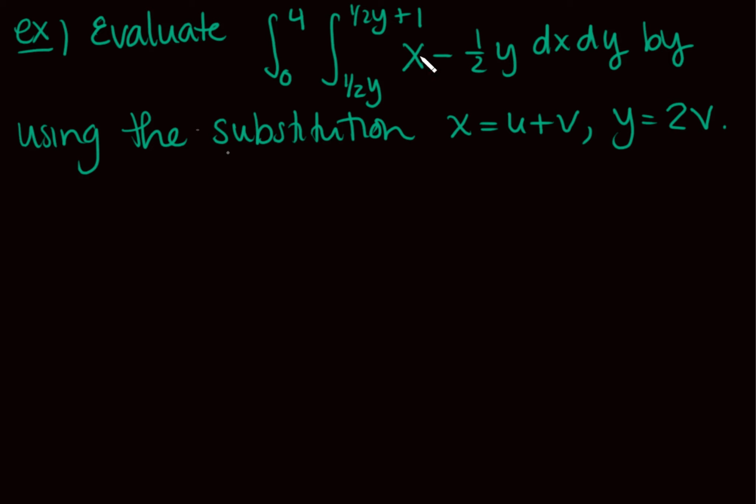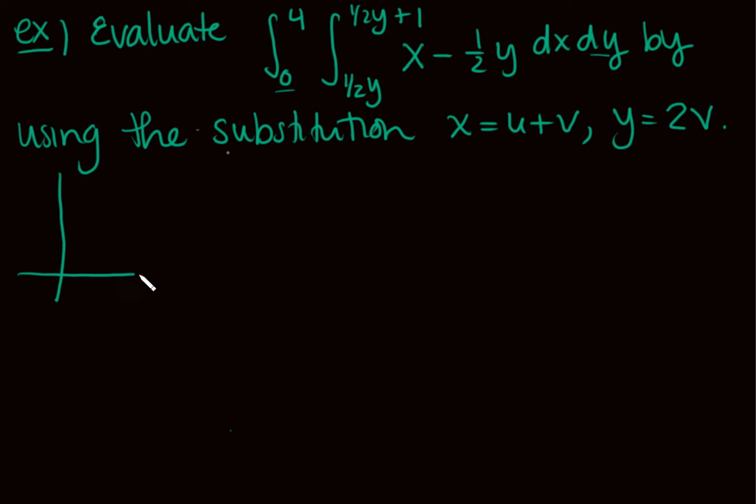So it's going to be pretty obvious: when I integrate this, I can find the Jacobian right now. That's not hard because I have x in terms of u and v, same with y. I can also just straight plug in u plus v for x and 2v for y. The issue is when we look at the area that we're integrating over. If you notice, y is going to be bounded by 0 to 4.